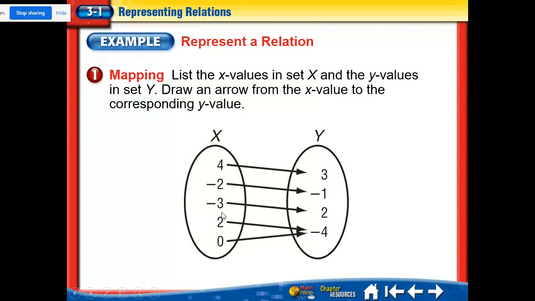Now this is done poorly because this should have been in order from least to greatest, and this one should have been also in order from least to greatest. They just try to be simple here, and if you did this on a quiz or a test, I would probably mark it wrong because they're not in order there. Please do that on your paper. All right, put them in the correct order.